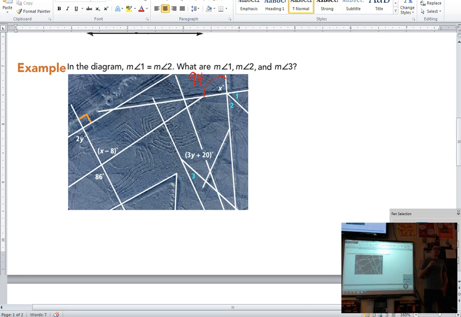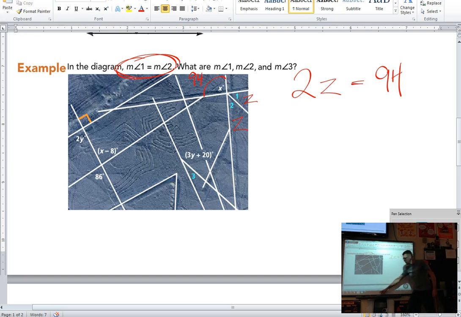So here's always my advice. Make it easier by introducing another variable. And some people are like, why? That'll make it more confusing. Nah, hang on for just a second. If I make angle 2 z and angle 1 z, because they're both the same, we know they're identical, I can then set up the equation that 2 of angle z equals what? We know more than that. Oh, 94. Equals 94.